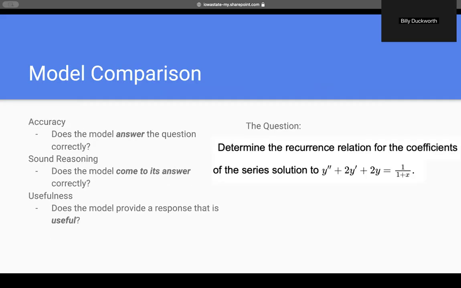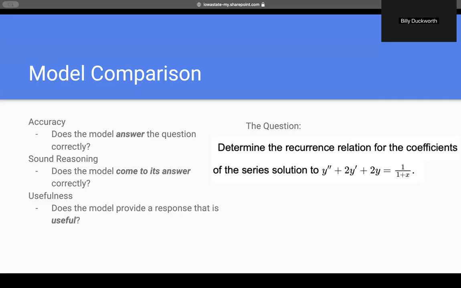Okay, so here's our question. For this differential equation, determine the recurrence relation for the coefficients of the series solution to y double prime plus 2y prime plus 2y equals 1 over 1 plus x. So we're going to be looking for accuracy. Does it actually answer the question correctly? Do we get the correct answer at the end? And does it show its work? Does it reason well to get to the answer that it gives us?